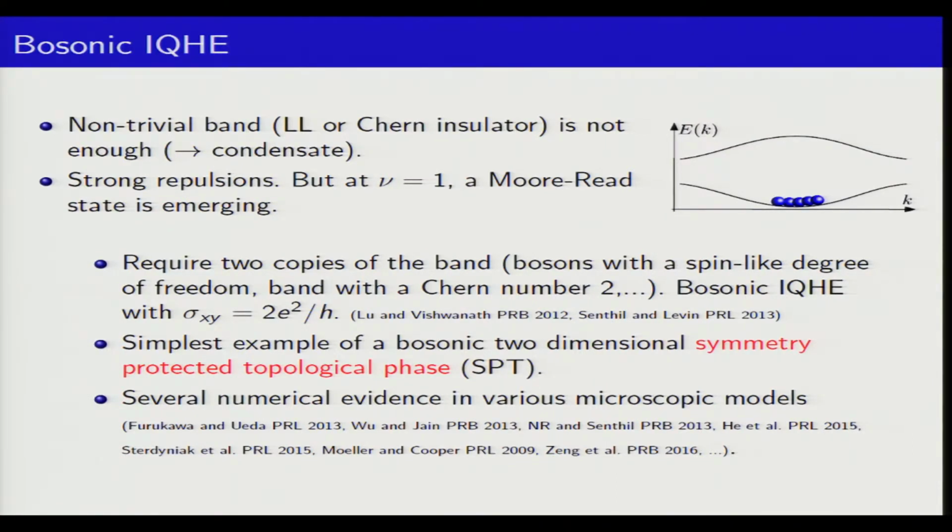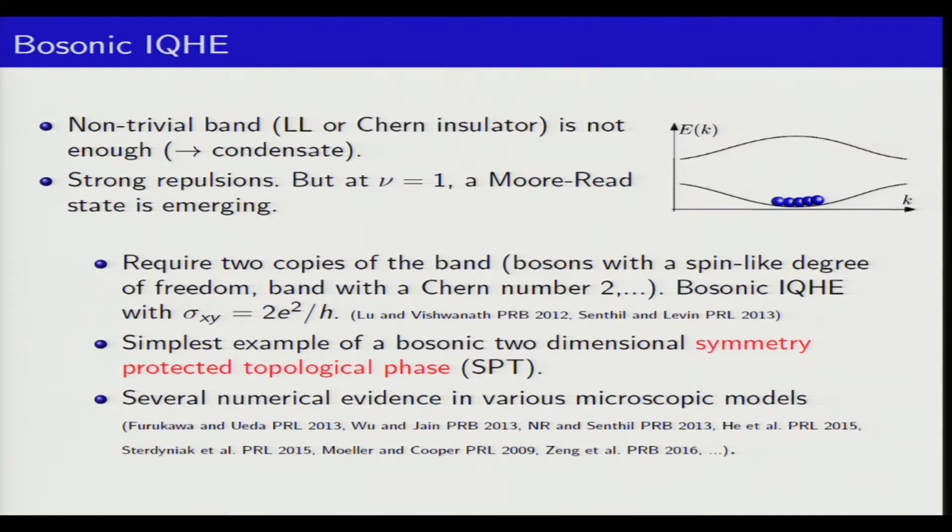The first one, we need some non-trivial band. So we need a system with, we can think about a lattice where the lowest band has a non-zero Chern number. You can think about the one Landau level. But it's not enough. I mean, if you have a small dispersion relation here, all your bosons will condense into the state with the lowest energy of your band. So you turn on strong repulsion. That's something that you have for free in these cold atoms.